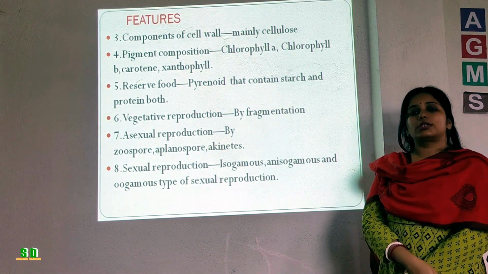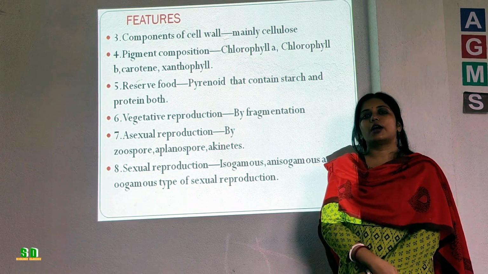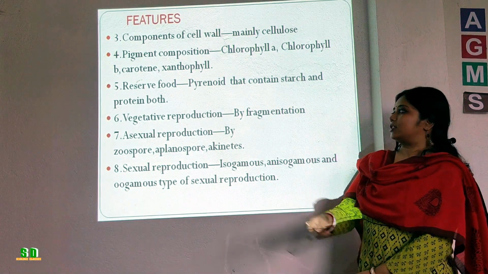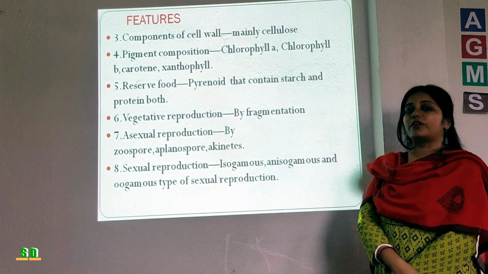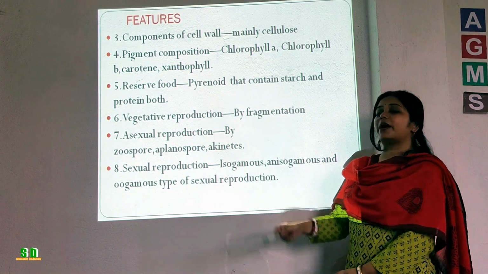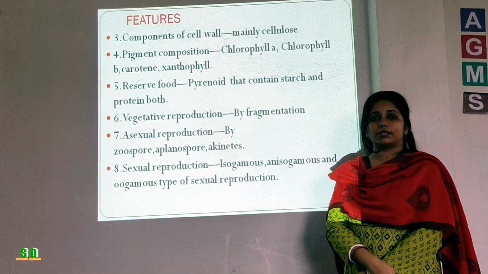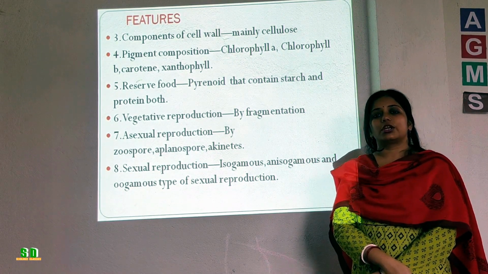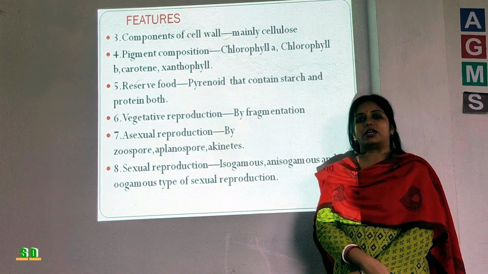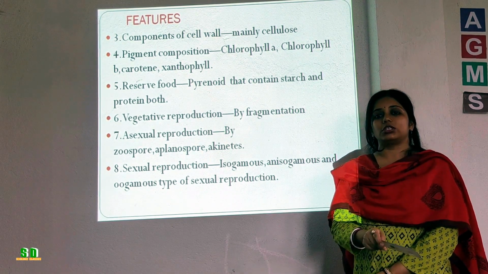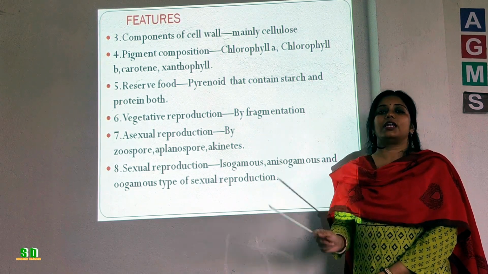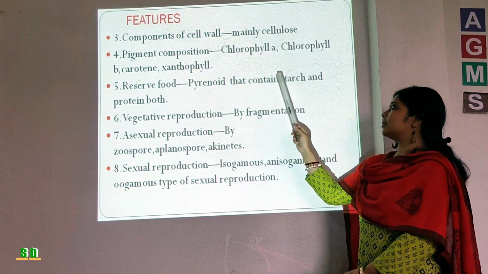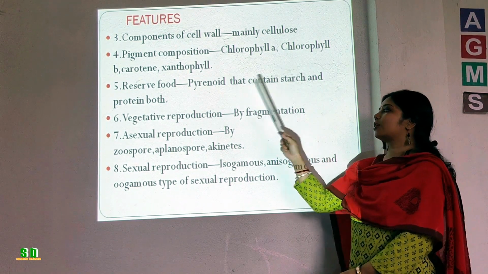After photosynthesis, they produce carbohydrate-type food, and that is mainly starch. But the reserve food in the case of Chlorophyta members is the pyrenoid. What is this pyrenoid? Pyrenoid is a proteinaceous structure that also contains starch. Protein is present at the center and it is surrounded by a layer of starch. So their reserve food is the pyrenoid, which contains both starch and protein.